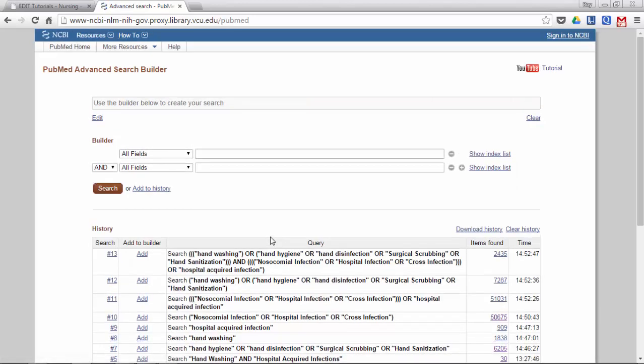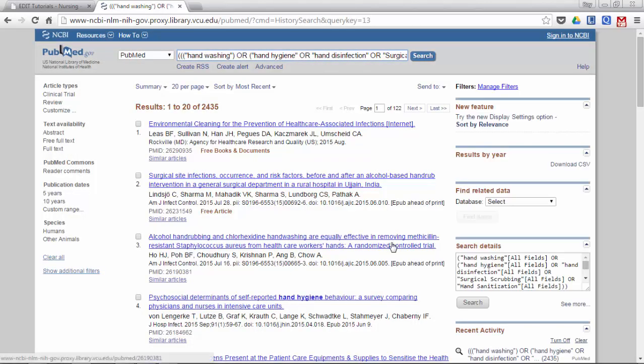And what you're going to notice is instead of 30 articles, I now have 2,435. And I would much rather go through and be able to make a decision with a broader group that I can further narrow later than a small group in which there isn't much there to narrow, and I've seemed to limit my options.